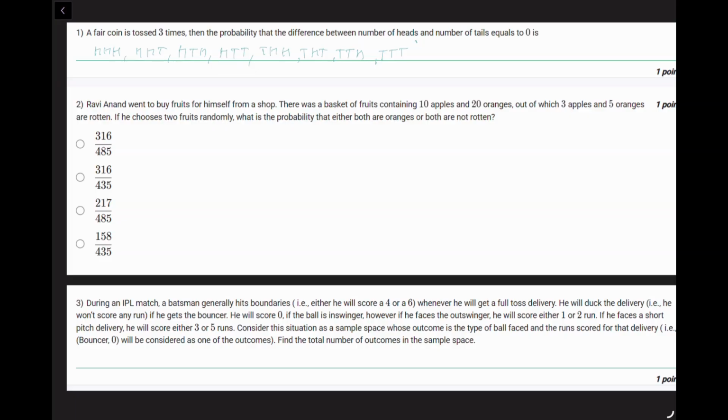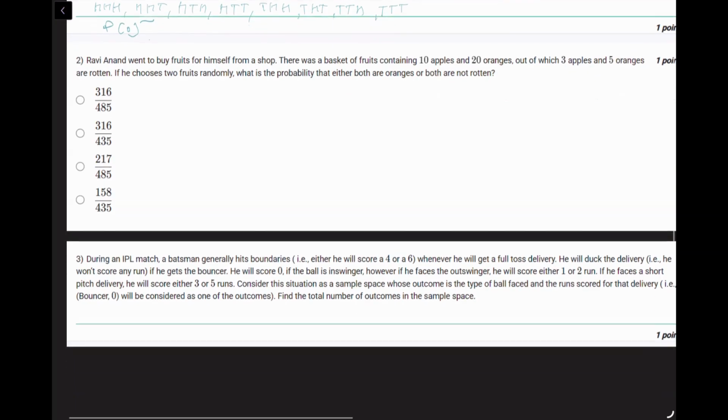So the only possible outcomes are 3, 0, 2, 1, 1, 2, or 0, 3. Okay, so it's either 2 heads, 1 tail, or 1 head, 2 tails, or no heads, 3 tails, or 3 heads, no tail. Only four possibilities. So getting exact amount of tails and heads is not possible. So probability here is 0 because that event is impossible.